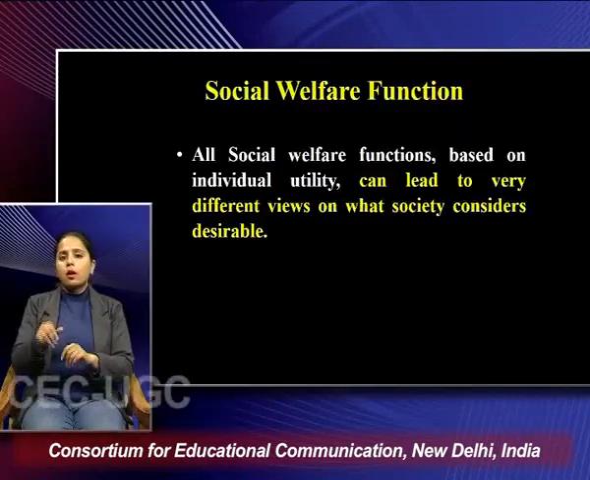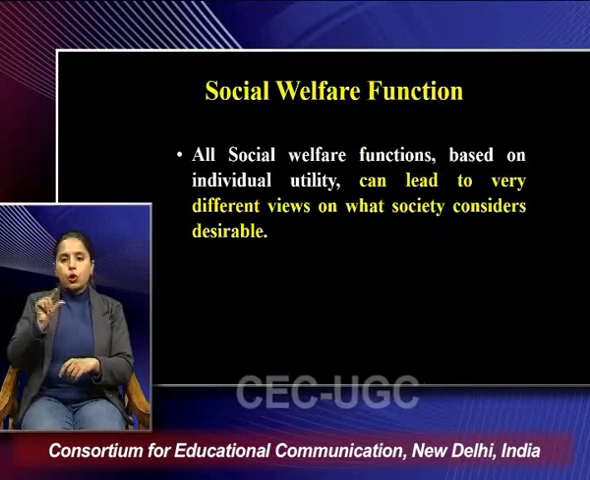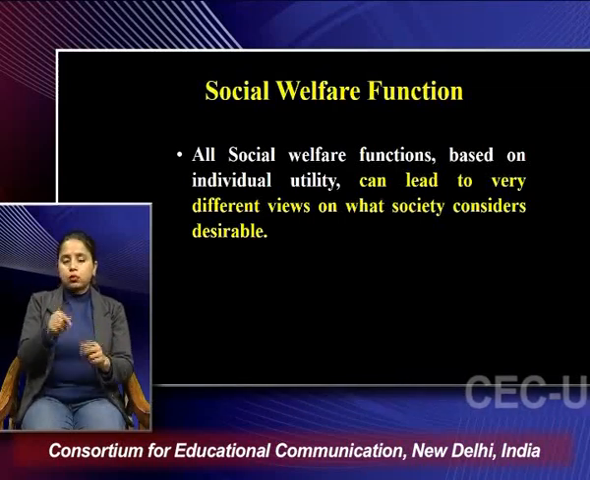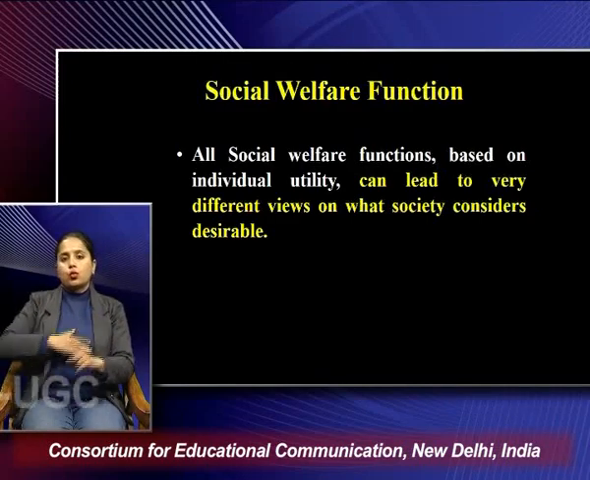The Rawlsian welfare function was named after Harvard philosopher John Rawls, who states that a society is only as strong as its weakest member. So a society's strength is basically known by the weakest person in the society. All social welfare functions are based on individual utilities, and they can lead to very different viewpoints in the society when considering any desirable consumption point.